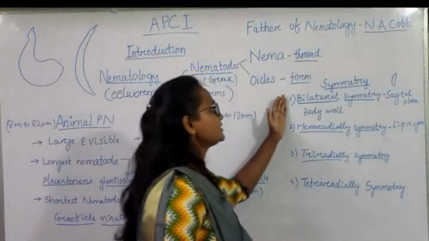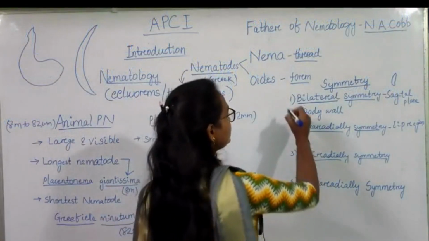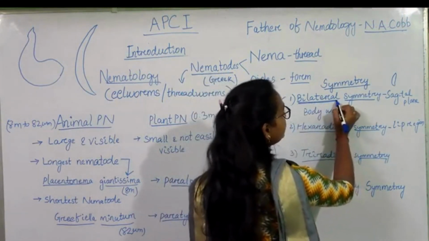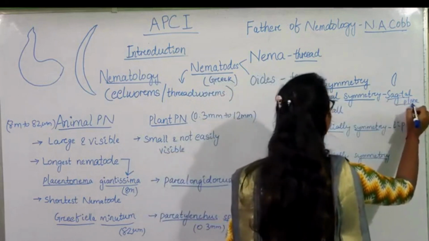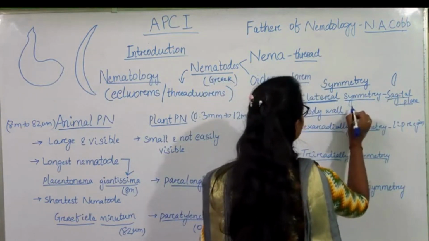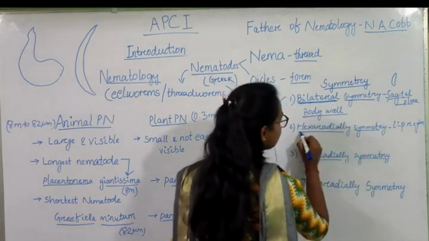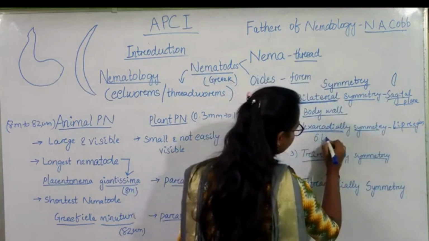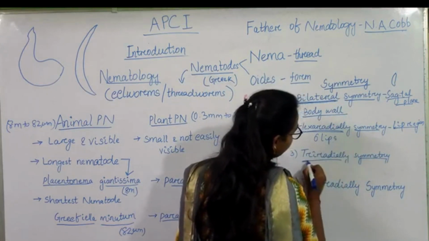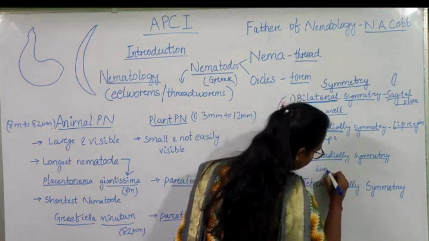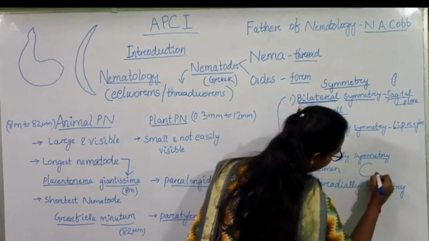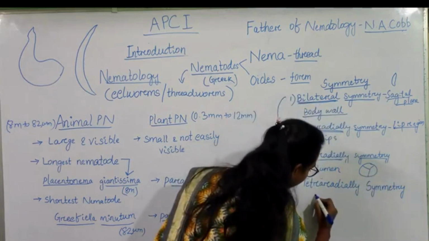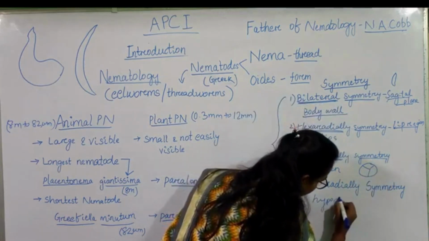So now we will discuss what the types of symmetry are. We can see 4 types of symmetry in the nematode body. First one is bilateral symmetry. If we cut the nematode body in the sagittal plane, then the body wall will be seen in bilateral symmetry. And then the hexaradial symmetry we can find in the lip region. 6 lips are there in the nematode, and the triradial symmetry we can find in the lumen region, which is of this type. And the tetraradial symmetry we can find in the hypodermal cords.